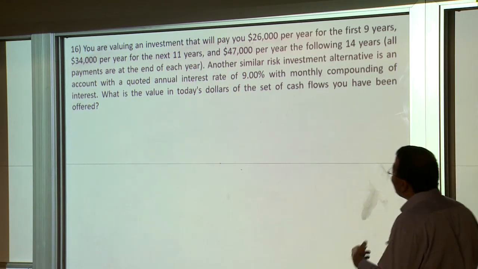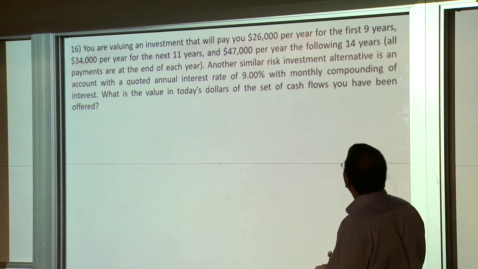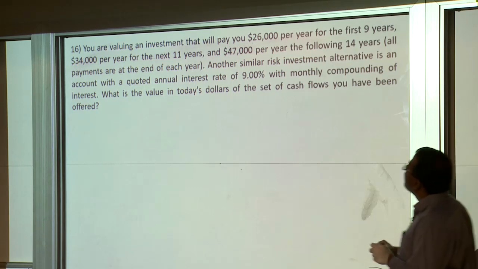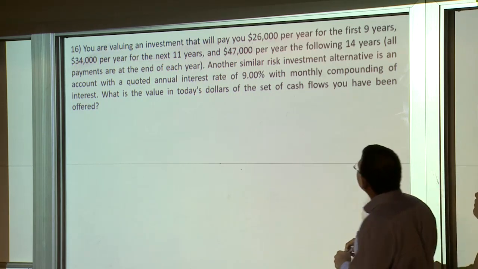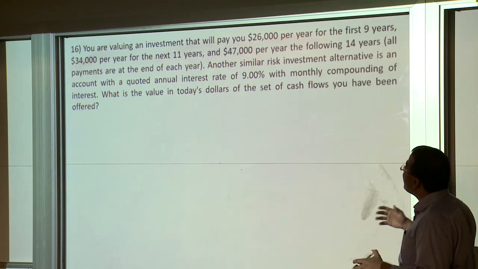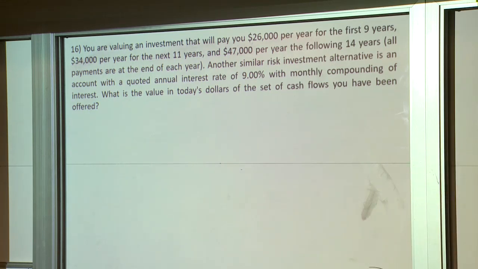Moving on. If you're valuing an investment that will pay you $26,000 per year for the first 9 years, $34,000 per year for the next 11 years, and $47,000 per year the following 14 years. All payments are happening at the end of the year. Another similar risk investment alternative is an account with a quoted annual interest rate of 9% with monthly compounding of interest. So there are two layers to this question.